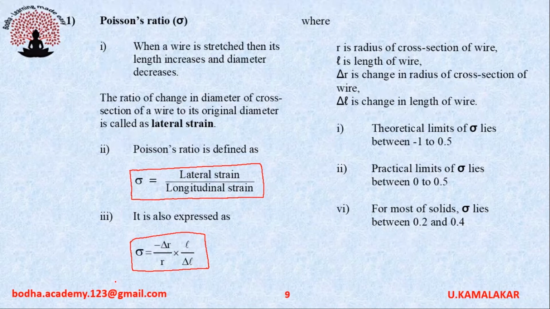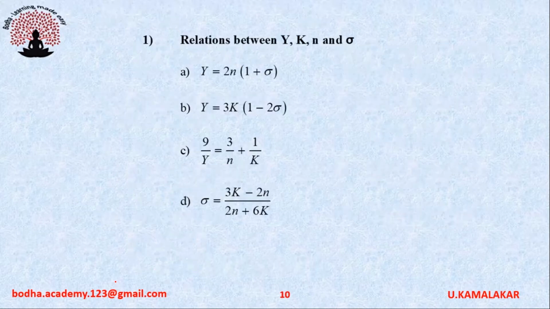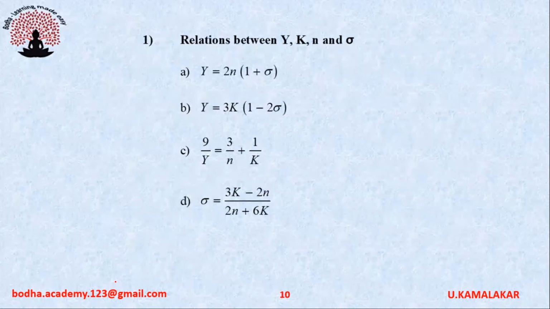Theoretical limits of Poisson's ratio lie between -1 to 0.5. Practical limits of Poisson's ratio lie between 0 to 0.5. For most of the solids, sigma lies between 0.2 and 0.4. The following are relations between Young's modulus, bulk modulus, rigidity modulus, and Poisson's ratio. First one, Y is equal to 2n into 1 plus sigma.